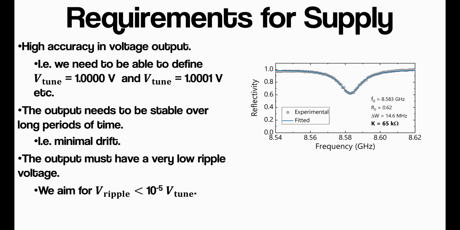Typically we aim for around 10 to the minus 5 times the tuning voltage. So say for example the tuning voltage is 1 volt, we'd want the ripple voltage to be around 10 microvolts or lower. So it's about 1,000th of 1% of the tuning voltage.